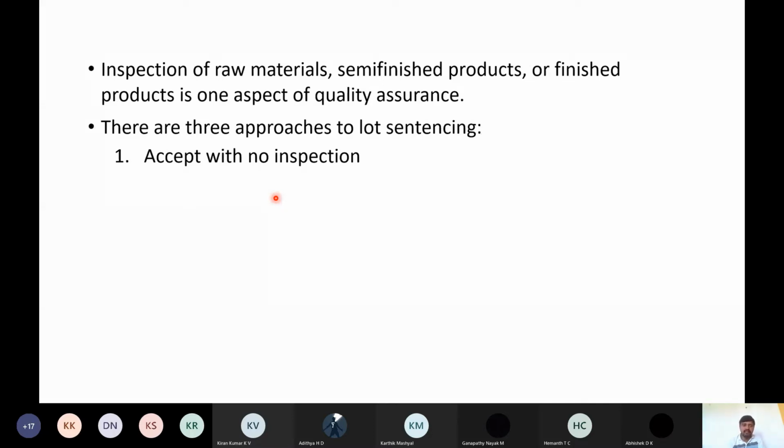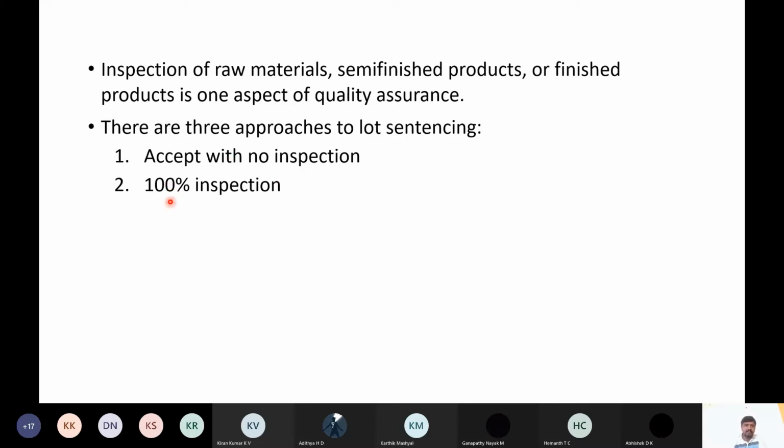You can take a risk instead of spending on an inspection procedure and rejecting a few things. Simply, you can accept everything. It depends on the circumstances. So these are the circumstances in which you can go for accept with no inspection.